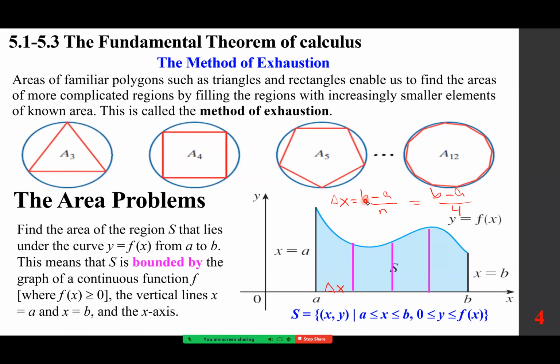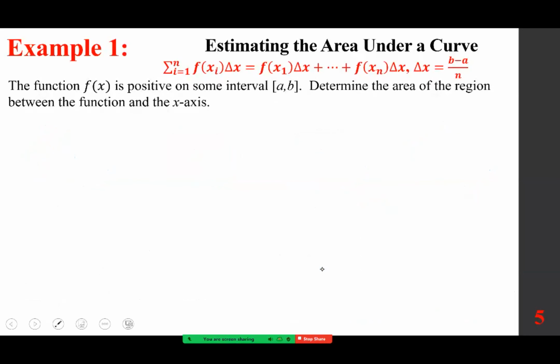Well, it's not a rectangle, but we assume it's a rectangular shape. We use the left endpoints, right endpoints, midpoints, you name it, as a place where we can find the height. For example, if I use the left endpoints, the first point would be this one. Let's elaborate on that. So this is what's called a Riemann sum.